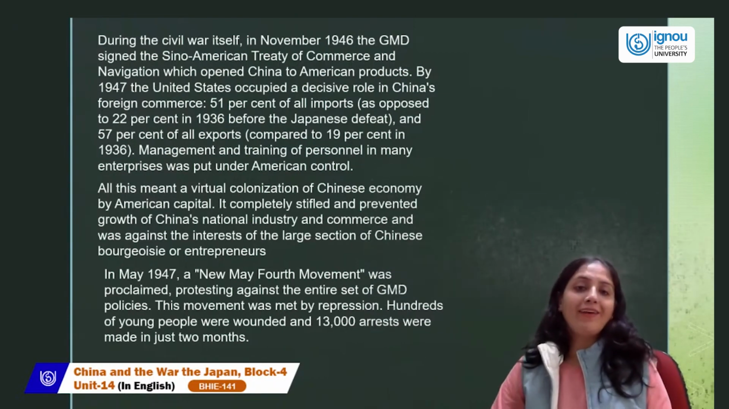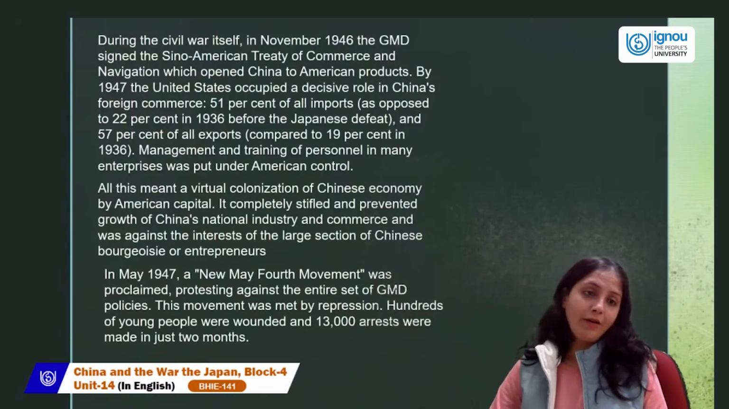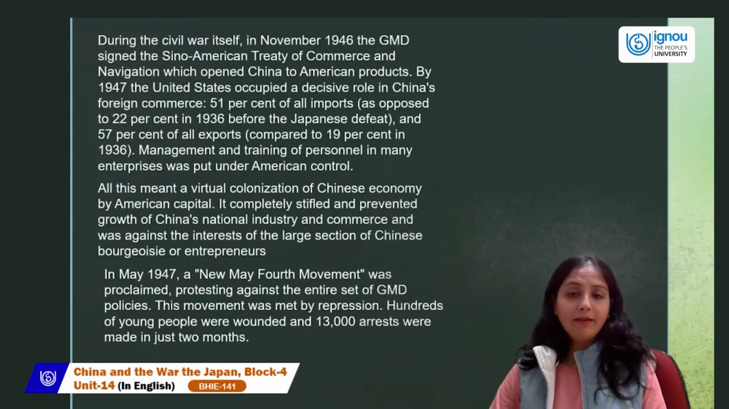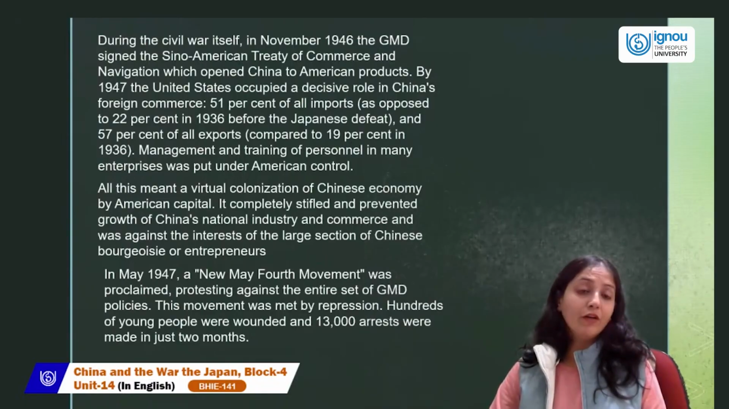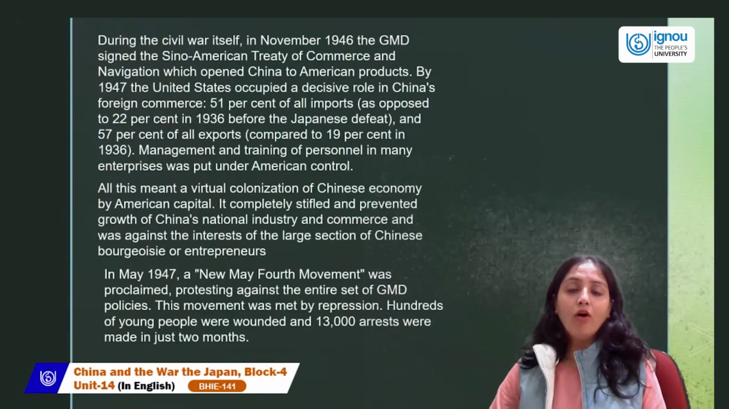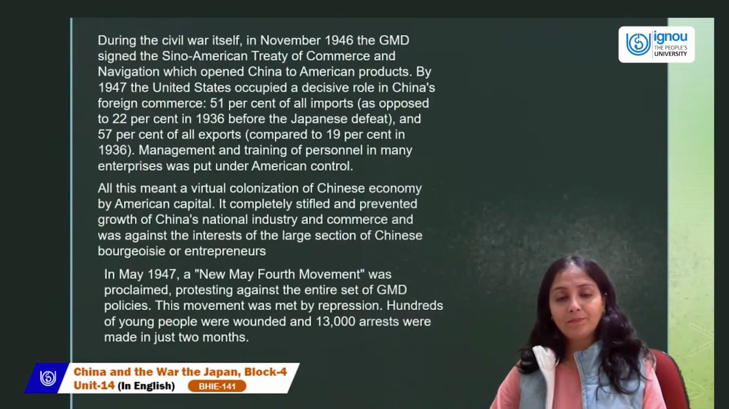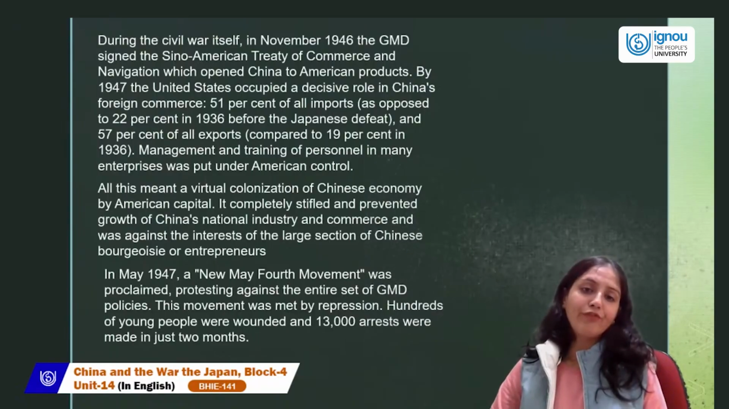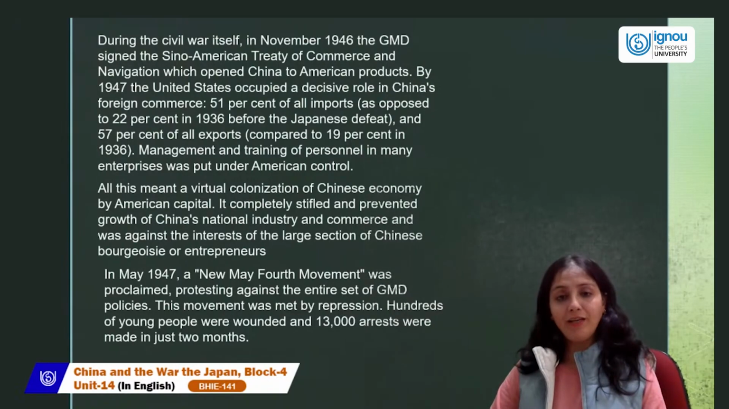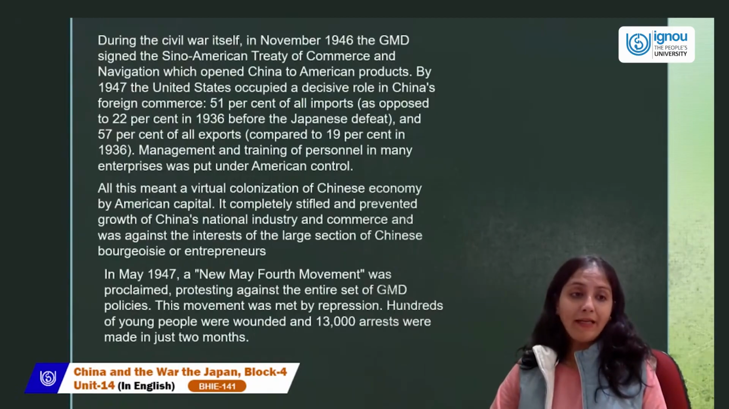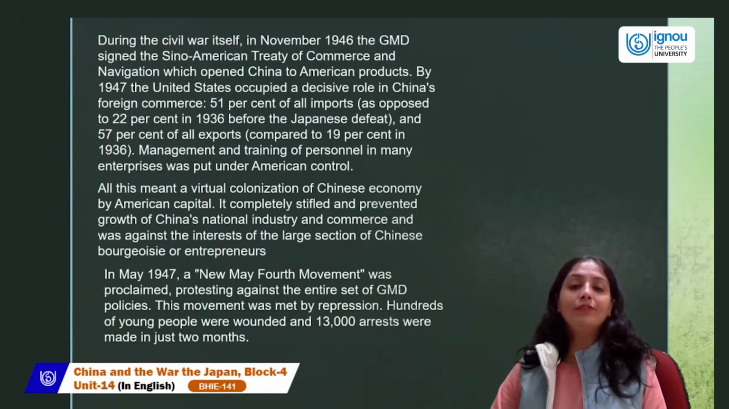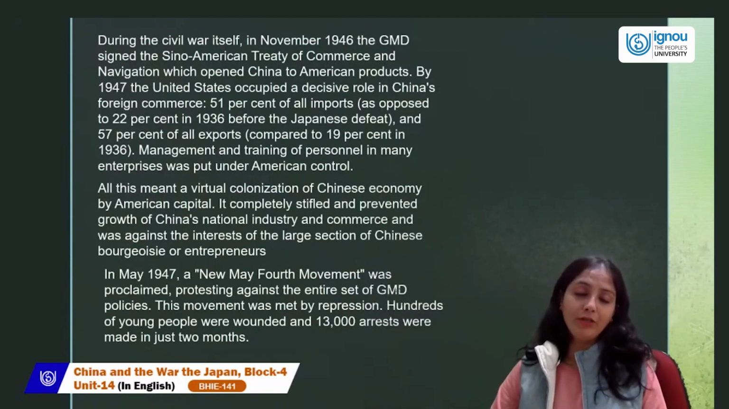And management and training of personnel in many enterprises was put under American control. This all meant a virtual colonization of the Chinese economy by American capital. And it completely stifled and prevented growth of China's national industry and commerce. And it was against the interest of a large section of Chinese bourgeois or entrepreneurs.